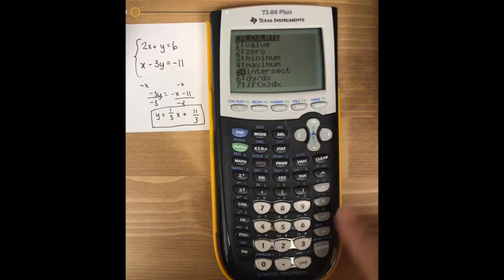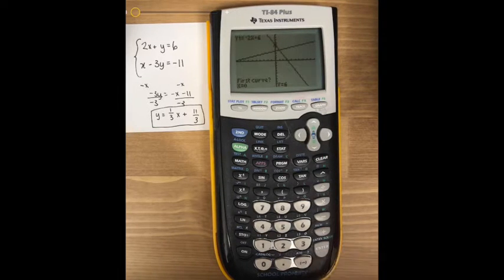When I press on this, it's going to ask me 3 questions. You can just ignore the first 2 questions and the third one. And then it's going to give you the intersection. In this case, x equals 1, y equals 4. And that is your solution set.